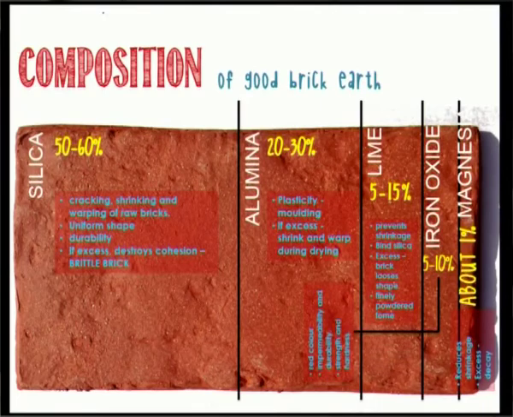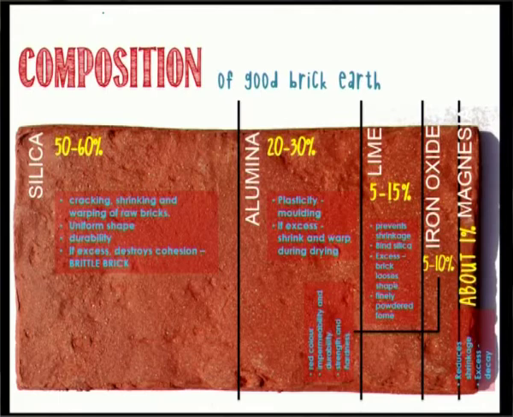So when you burn the brick, silica melts and becomes more compact, and when it melts, it combines all the elements of the brick earth together and bonds them well. Now the next major component for a brick earth is your alumina. Alumina is about 20 to 30% in a brick.